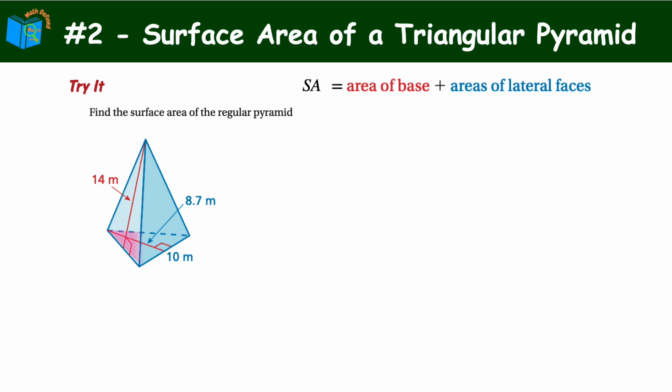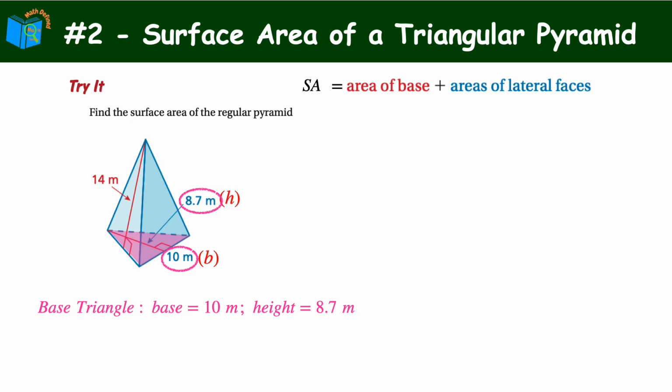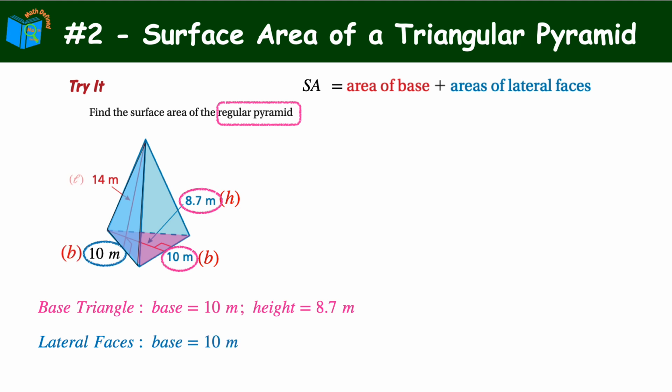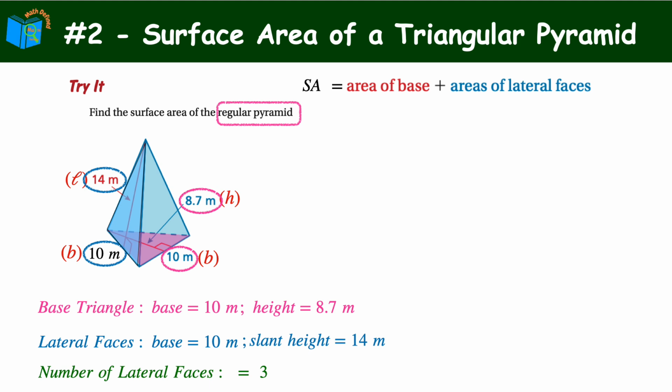Let's try a pyramid with a triangular base. To make this a little easier, we'll identify the parts of the pyramid first, starting with the base triangle. Its base is 10 meters, and its height is 8.7 meters. Now for the lateral faces. Since the pyramid is a regular pyramid, this means that the 3 side lengths of the base are congruent. So each lateral face also has a base of 10 meters and a slant height of 14 meters. And we need to remember that a triangular pyramid has 3 lateral faces.